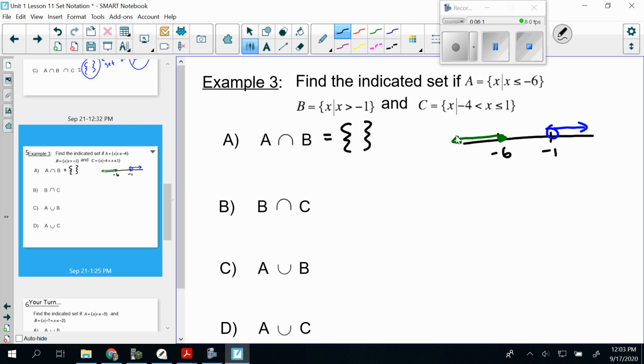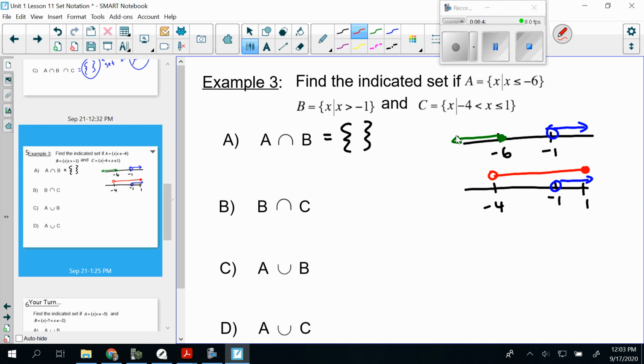All right, let's try B. B is the intersection of B and C. So again, let's graph them both on the same line. B is going to have the same graph we just had, -1 going that way. C is all the numbers between 1 and -4, in between. So 1, we'll put there, -4 would be to the left over here somewhere. That graph is not including -4, but it is including 1, and it'd be all the numbers in between.